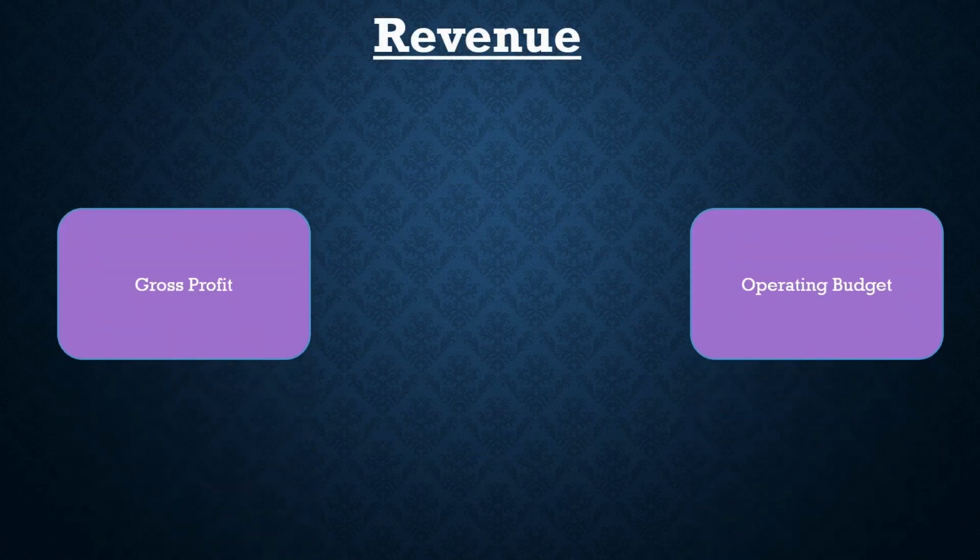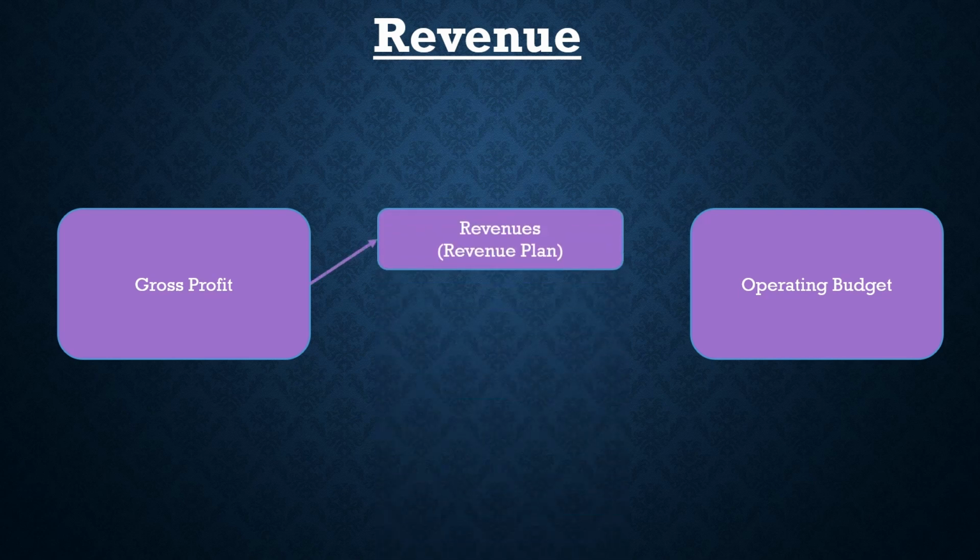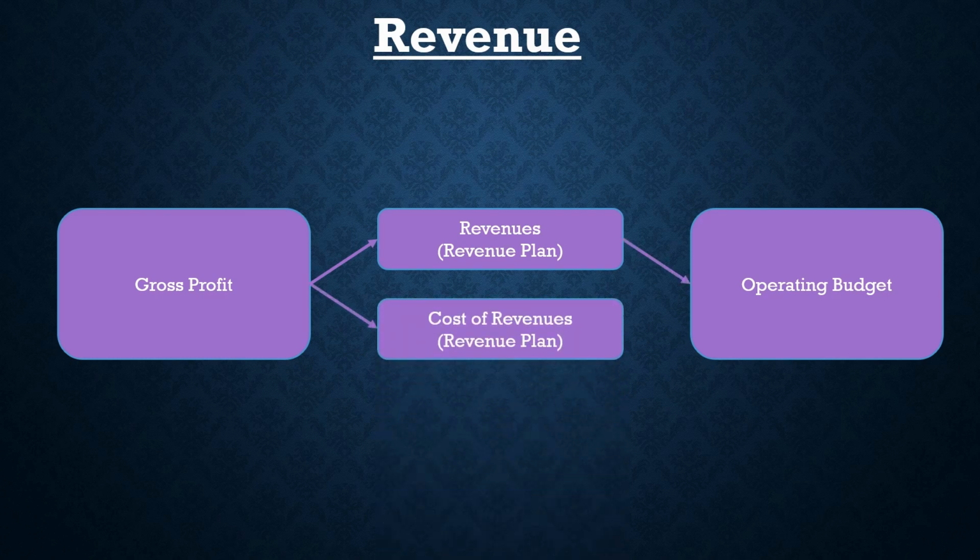The next step in preparing our overall budget is to refer to our operating plan, and more specifically to the section containing the revenue plan. Here we will identify two key sets of numbers. 1. Expected revenues. 2. Expected cost of revenues, which may need to consider our expected gross profit percentage. These numbers will be reflected in the first component of our budget, namely the operating budget.